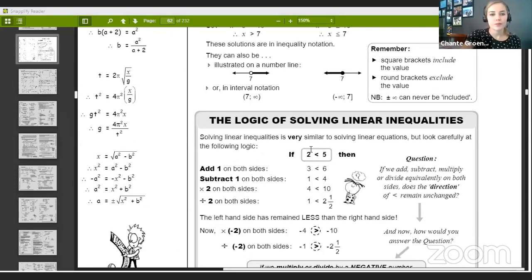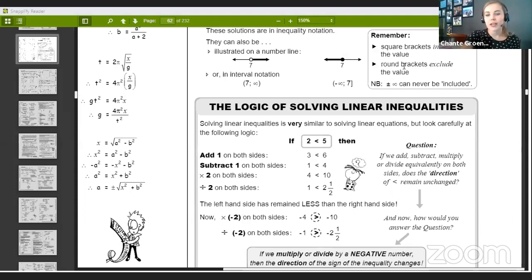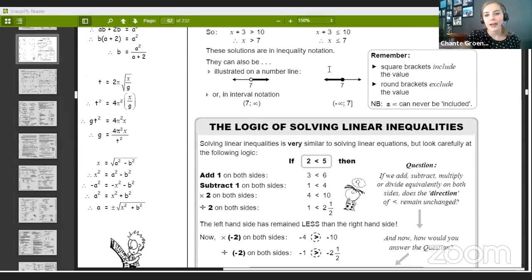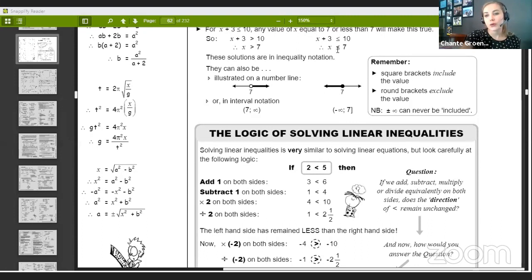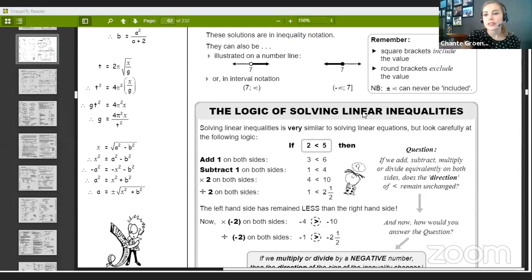Vanessa, have a look here. Here it says the square bracket means that you are including the value and the round bracket means that you are excluding the value. So what I said earlier is if I have x is less than or equal to 7, that means that I am including 7. But they also say that when I have a plus or a minus infinity, it always has to be a round bracket. So that's something you can quickly take a photo of. Please write it down to make sure that you know it.